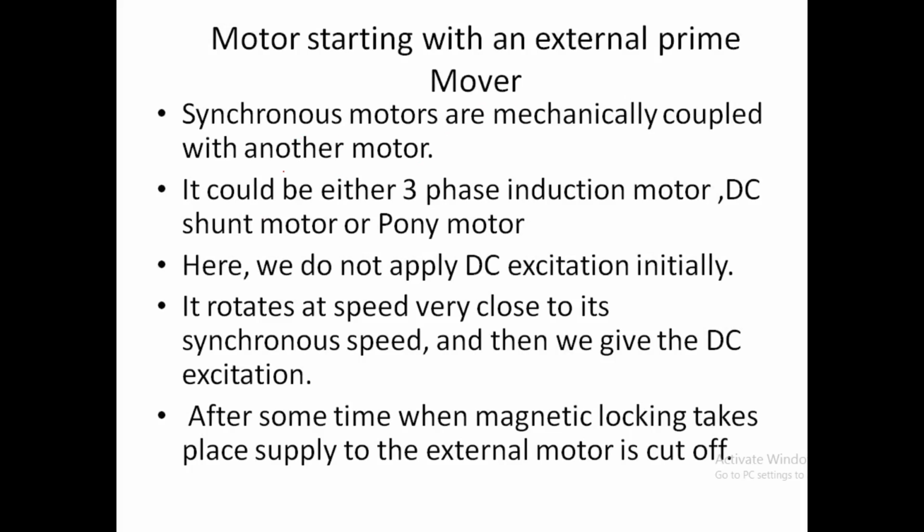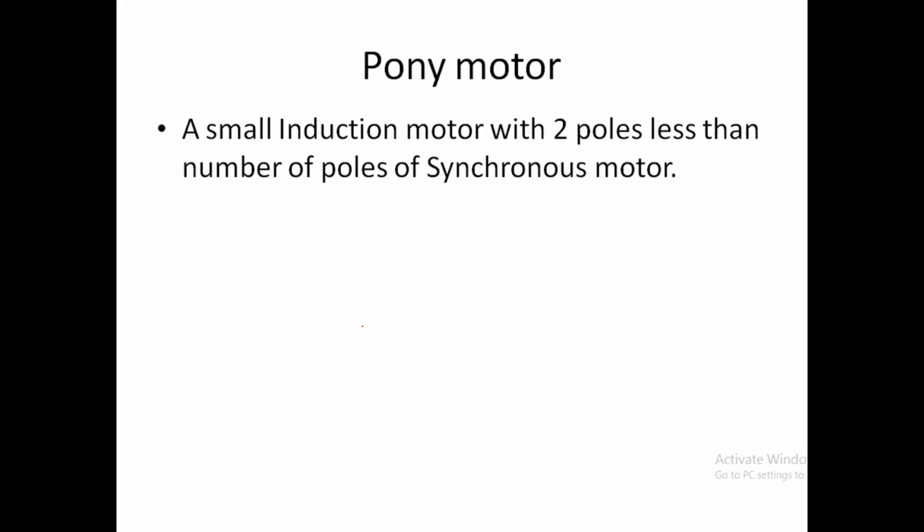Motor starting with an external prime mover: synchronous motors are mechanically coupled with another motor, and this motor may be an induction motor, a DC shunt motor, or a pony motor. Here we are not applying the DC excitation initially. The rotor shaft is connected to this motor, and using it the rotor is rotated. When it reaches very close to the synchronous speed, we give the DC excitation to the field, and now what will happen? They will be magnetically locked with each other, and the external motor is cut off.